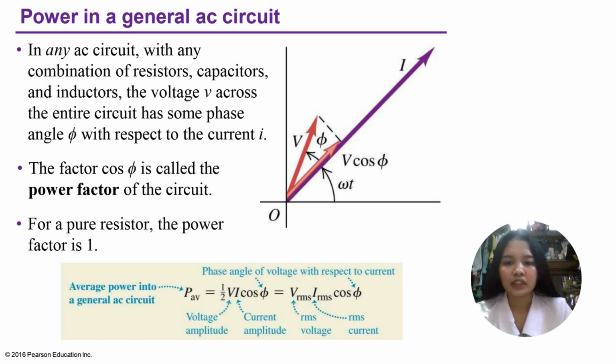Power in a general AC circuit. In any AC circuit with any combination of resistors, capacitors, and inductors, the voltage, denoted by v, across the entire circuit has some phase angle with respect to the current, denoted by small i. The cosine of this angle is called the power factor of the circuit.